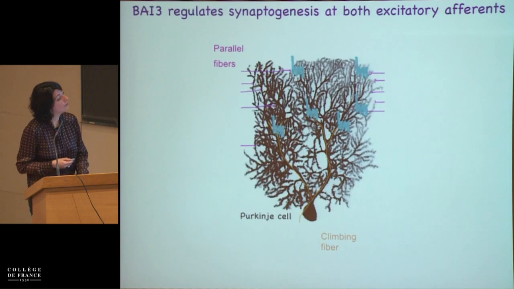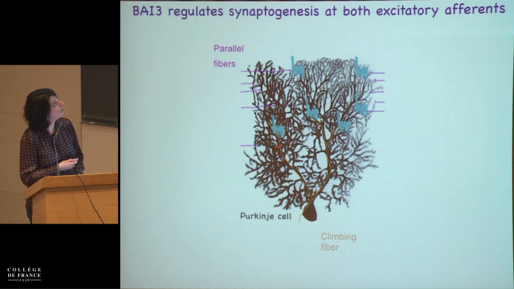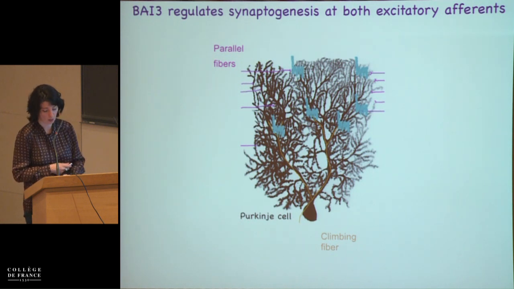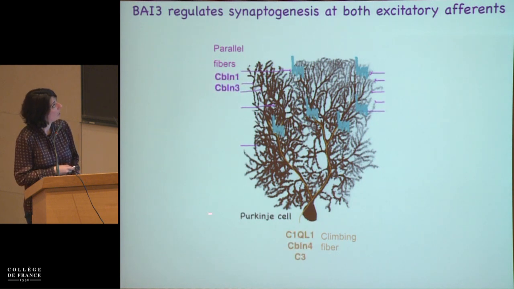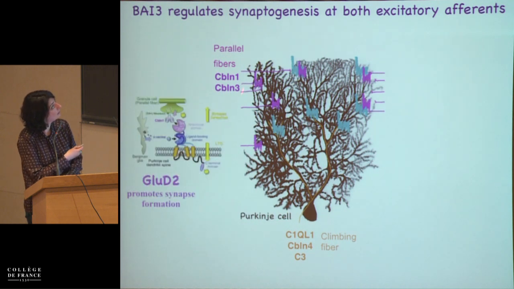So what I've shown you is that BAI3 can regulate synaptogenesis and the maturation of synapses for both afferents on Purkinje cells. Here we go back to the results on the complement family that I showed you before: we have a different combination of proteins of this family for each afferent. What's the relationship with BAI3? Well, cerebellins, as I said, are important for synapse formation and stability through their interaction with GluR delta 2.